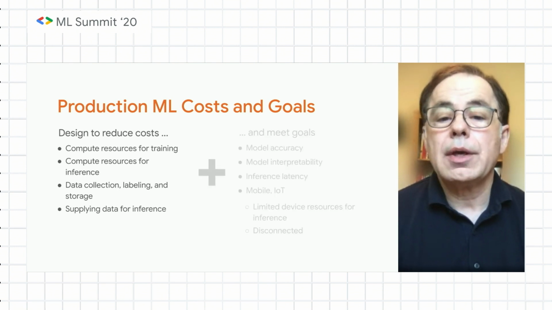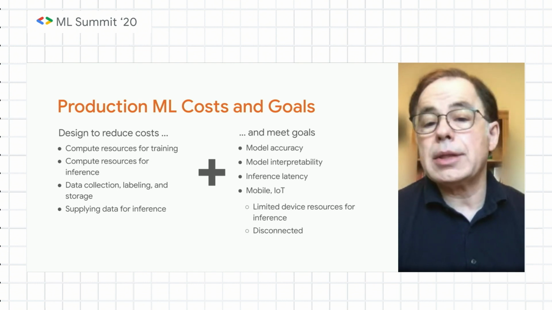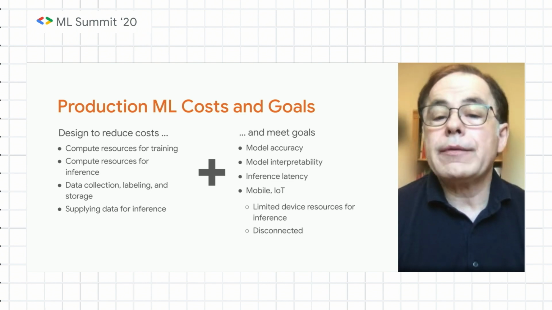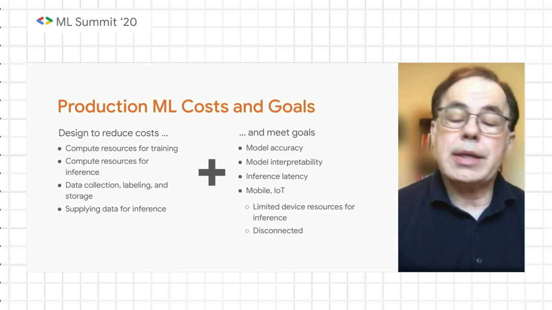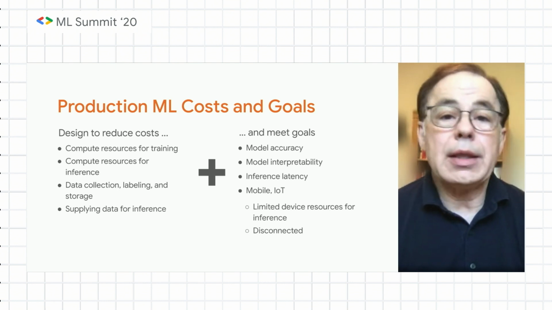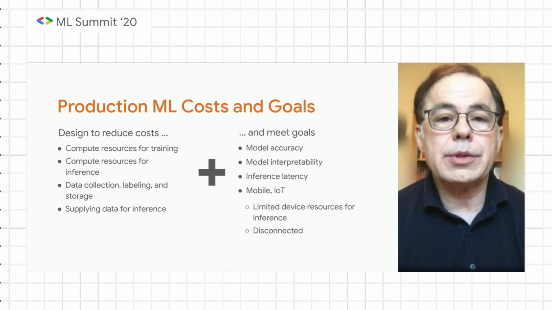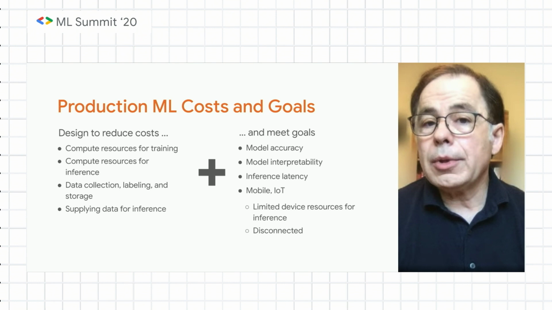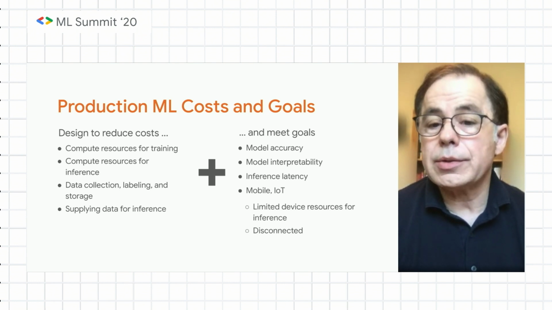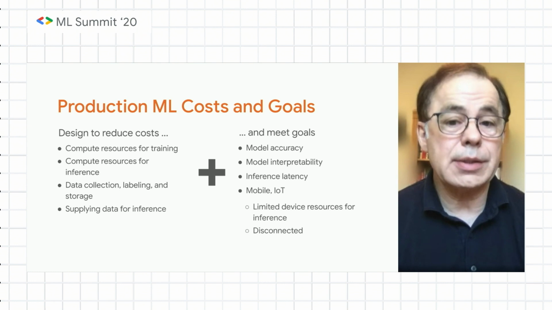for inference. And you need to balance that against your goals, because as you simplify your model, it has an impact on your accuracy. You also have to think about interpretability. So is the model that you have interpretable, or do I have to use other tools to try to pull interpretation out of it? The latency of your model, the more complex it is, the slower it's going to be and the more compute resources it's going to require. And in mobile and IoT and edge scenarios, there's even more challenges because you have limited resources on those devices and you're often working in a disconnected scenario.